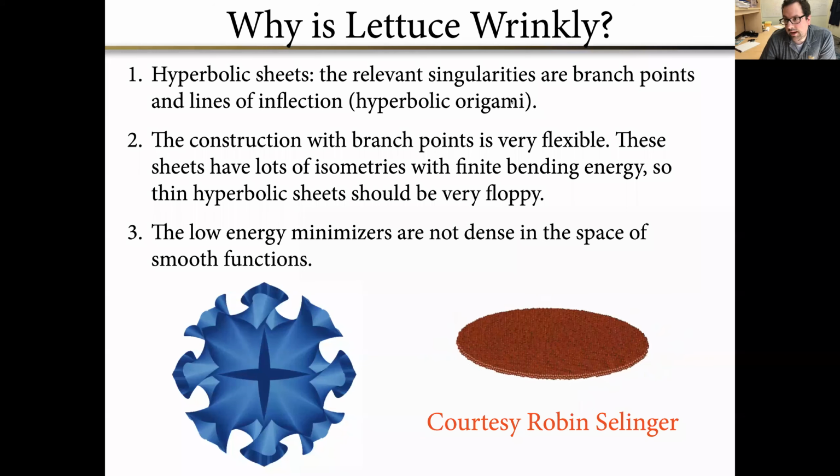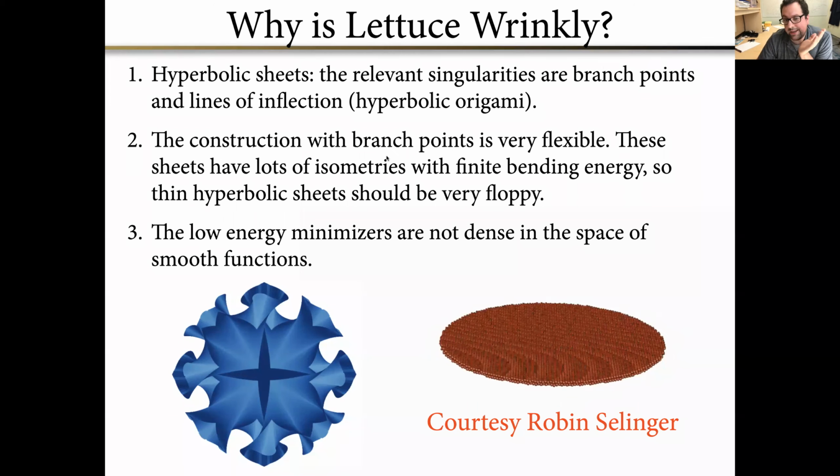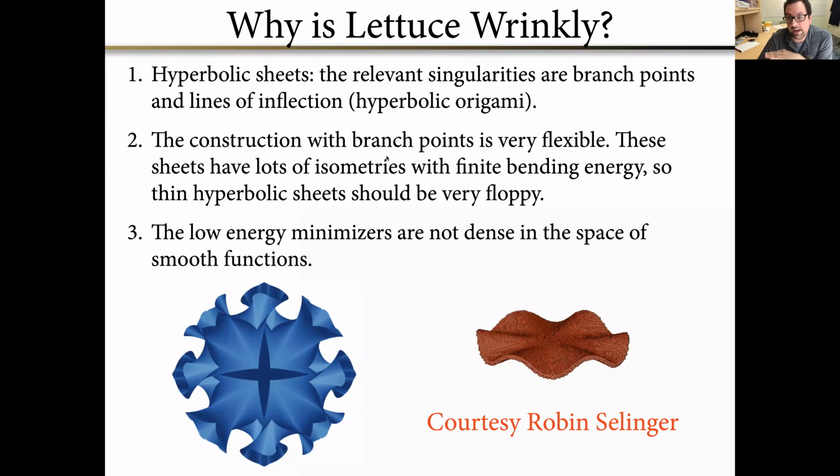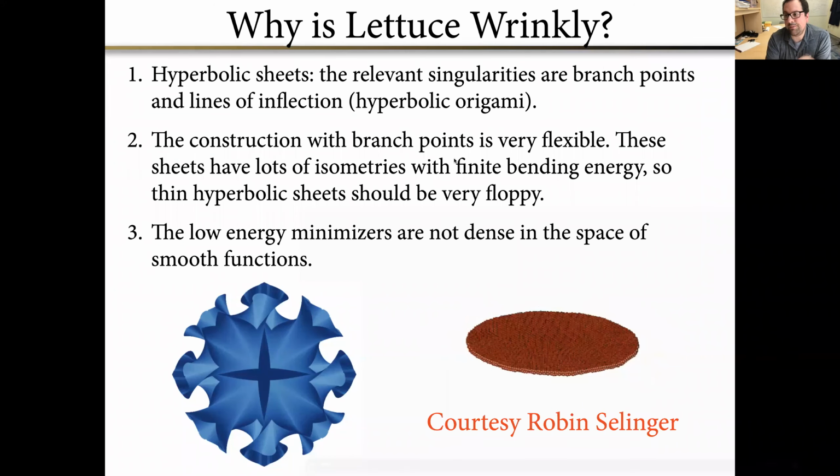This is really like a hyperbolic origami. It's kind of like a dual problem. You could put down on a domain where you want the branch points and the lines of inflection, and that generates the surface itself. This construction is very easy. It's very flexible and has very low energy. So hyperbolic sheets are very floppy. That's why when you go to the grocery store and you pick up a piece of lettuce, and you look at the cascade of wrinkles, they just move around very easily.